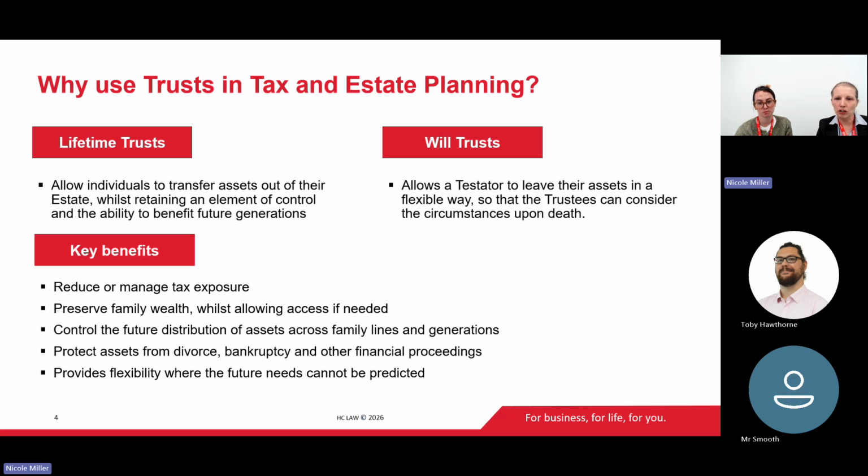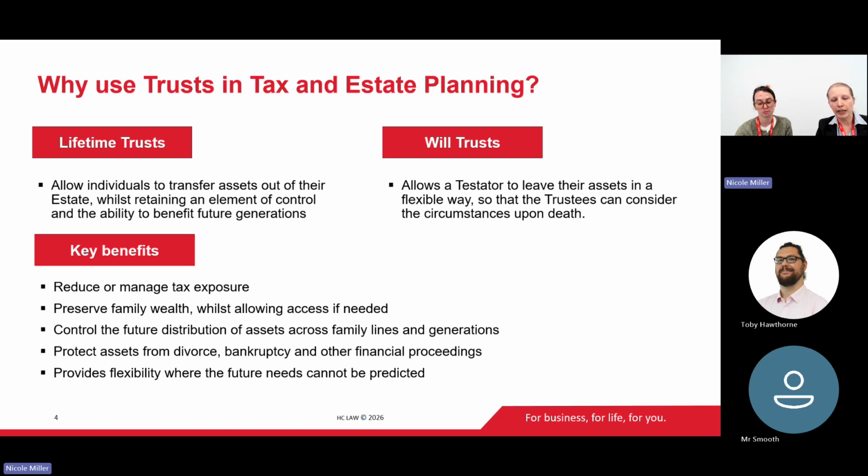But some of the key benefits are to reduce or manage the tax exposure, as often trusts are used with a view to mitigate inheritance tax, like I say, making that gift to reduce the size of your estate, get the assets out of your estate at this point now, but preserving the family wealth for future generations and controlling the future distribution of those assets across family lines and generations whenever the funds are needed by those individuals.